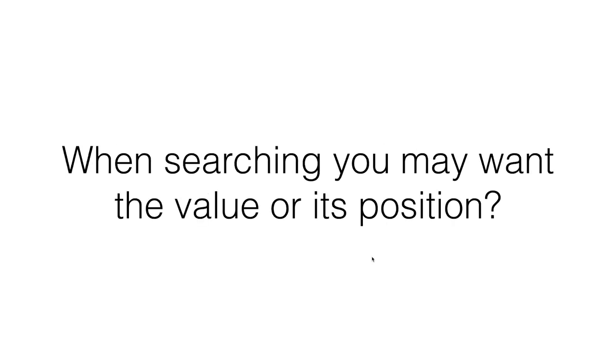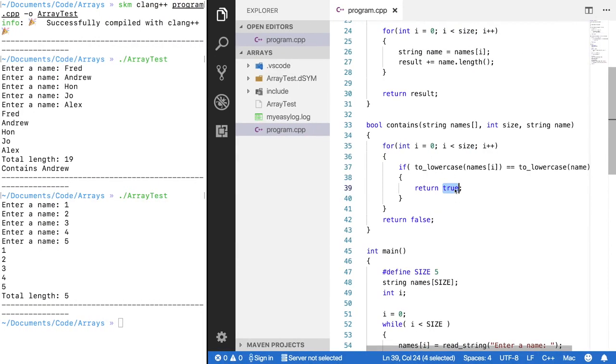When we're searching for a value, we might be wanting the value or its position. We might also just want to know whether it exists or not. So in this case here, we're checking whether it exists. If I wanted the value, then I could return the value from the array itself, names at index i. Alternatively, I could just return an int and say where the value was, in which case I would say return i at this location here.